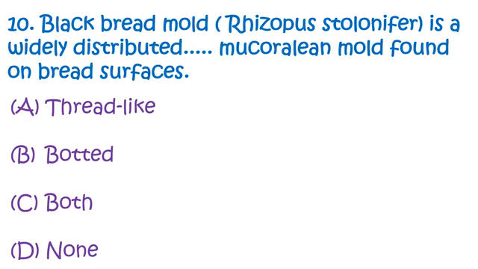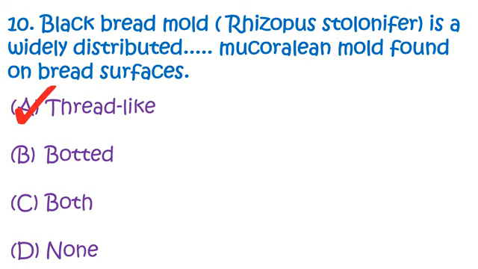Question number 10. Black bread mold, which is also called Rhizopus stolonifer, is a widely distributed mucorrheian mold found on bread surfaces. And the options are option A thread-like, option B botted, option C both, option D none. And the correct answer is option A thread-like structures.